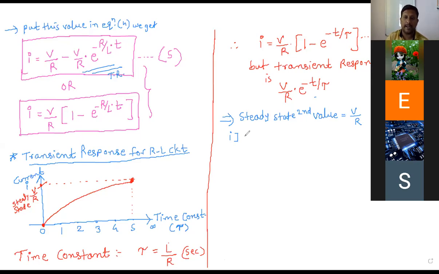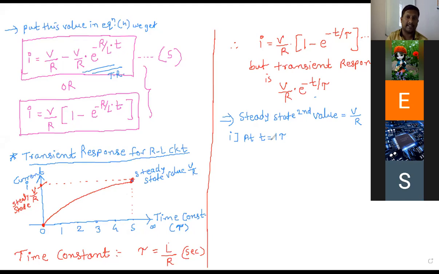See, so at t is equal to 1 tau, पहिला t ला 1 tau गया, this is 1 tau, 2 tau, 3 tau, 4 tau, 5 tau. At 5 tau it is reaching the steady state value. So this is called what? Steady state value. Steady state value V by R. या स्टेजला गेले की तुम्हाला काय मिळणार, V by R.